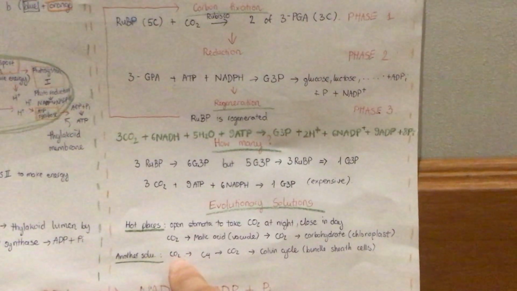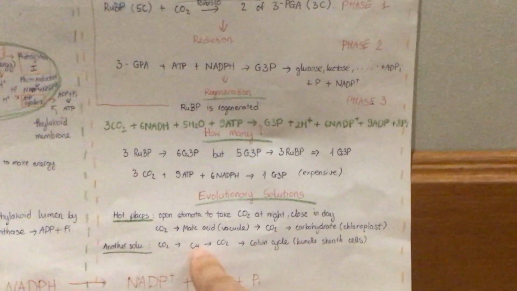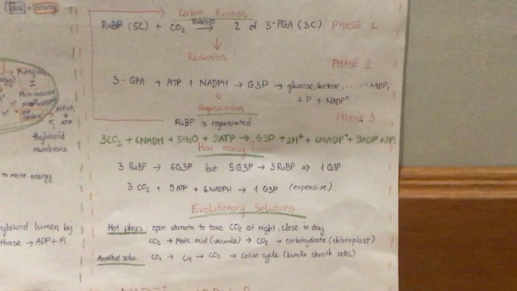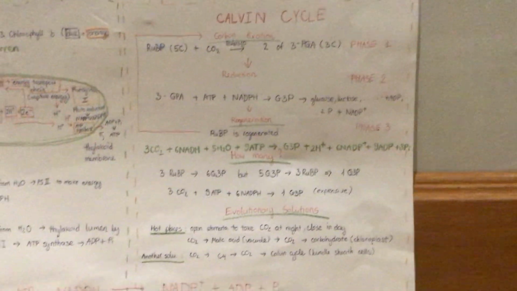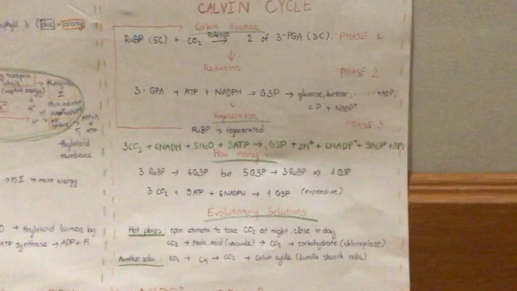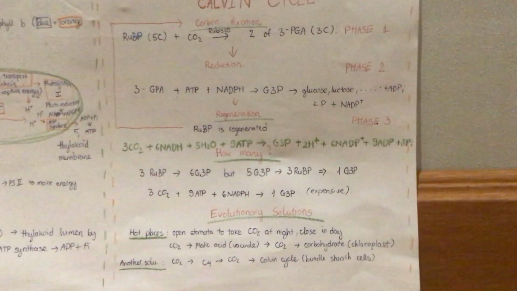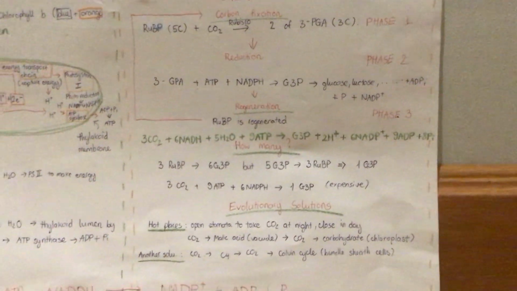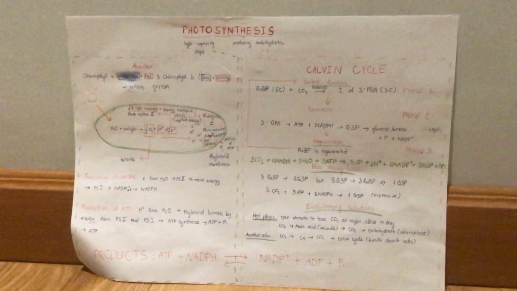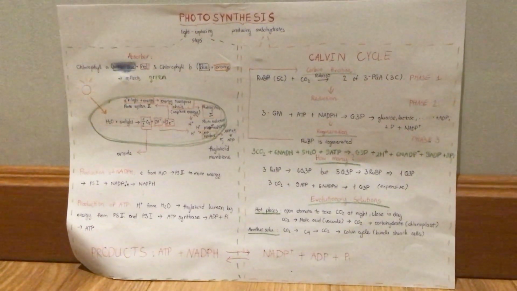Another solution is that they make the CO2 into a C4 compound, and this chemical can be made into CO2 again. So the basic idea is that they take in carbon dioxide, transform it into another thing, and then convert it back to use at some other time. Okay, so I guess that's all for photosynthesis and cellular respiration. Thank you for listening.